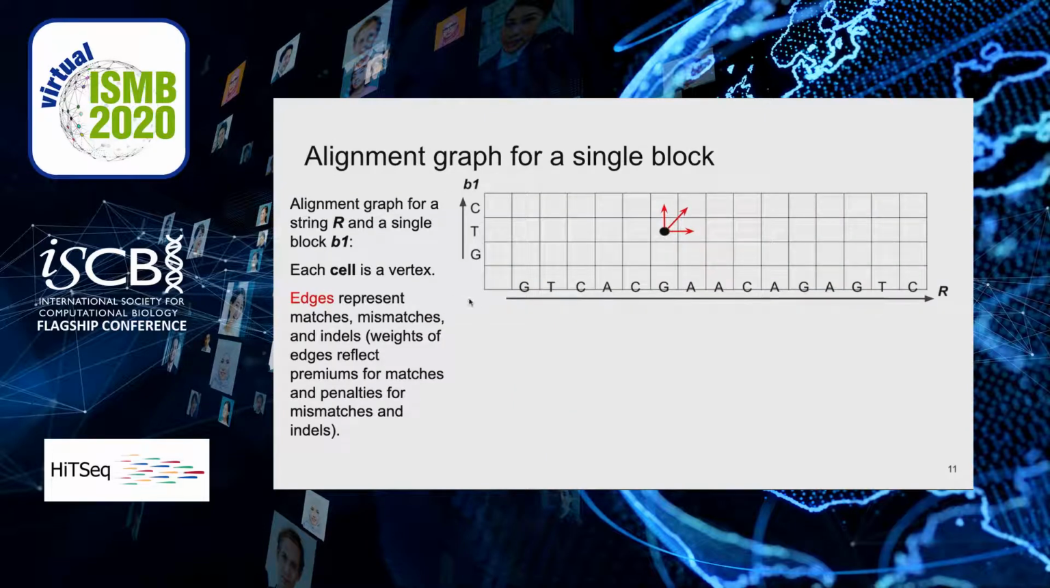First, let's consider a simple alignment graph for string R and block B1. It is usually represented as a dynamic programming table. Each cell in this table is a vertex, and edges from each cell to its neighbors represent matches, mismatches, and indels with corresponding weights.